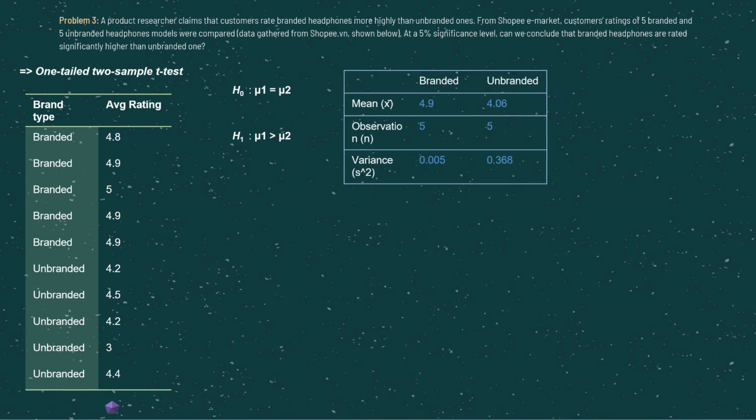We got this table. So the mean of the branded is 4.9, followed by the 4.06 of the unbranded. Both groups have 5 samples altogether, and after plugging the data into the formula for the variance, we got the eventual results, which are 0.005 and 0.368.